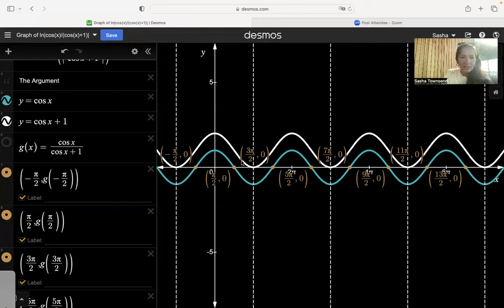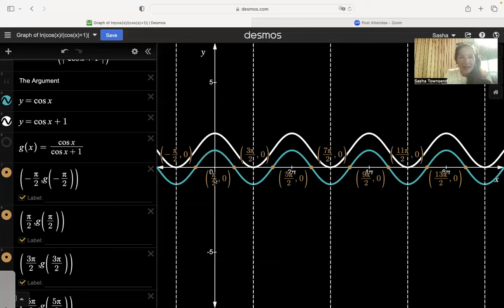So as we approach these asymptotes, let's say just this one at x equals pi, what we have is -1 divided by a tiny positive number. -1 divided by a tiny positive number is going to be a large in magnitude negative number. So our function is going to approach negative infinity on either side of pi, and that's going to happen at all of those vertical asymptotes.